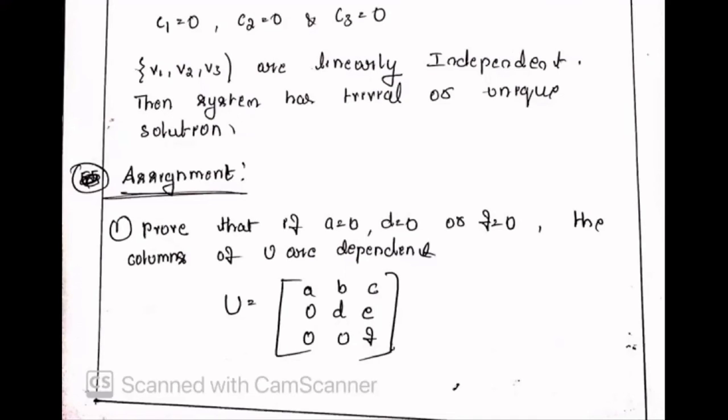In this solution also, I have solved for only one case, A is equal to 0. And you have to find out whether the columns of U are dependent. Since it's U, it's already in the echelon form. You have to find out whether these columns are dependent. That means you have to find out whether C1, C2, C3 have some value other than 0.